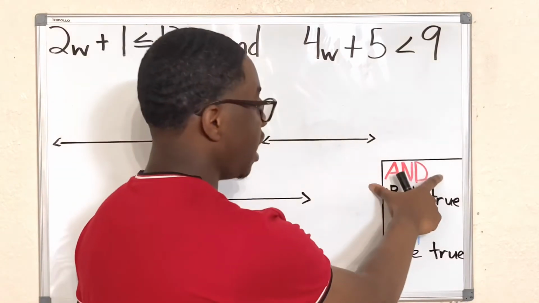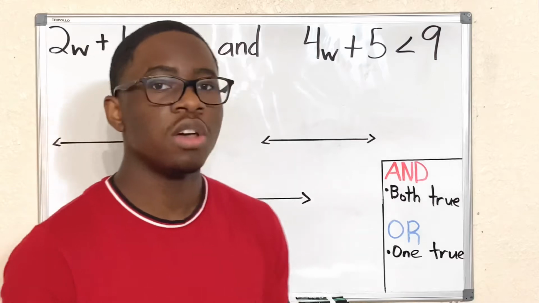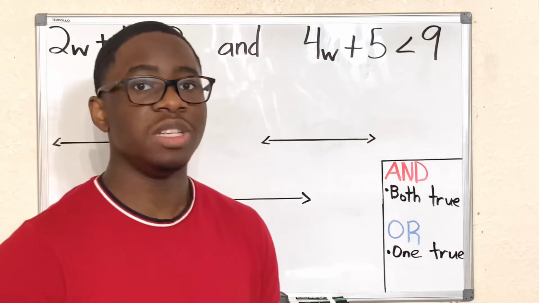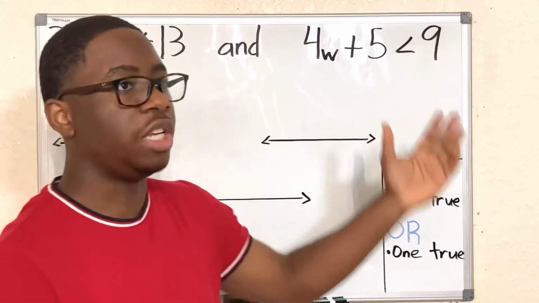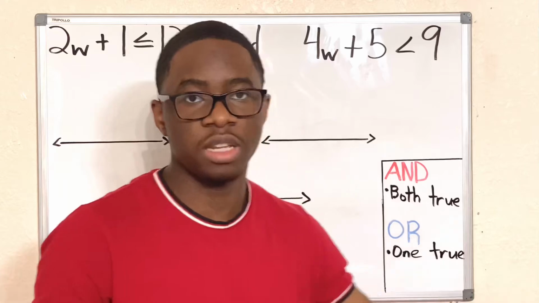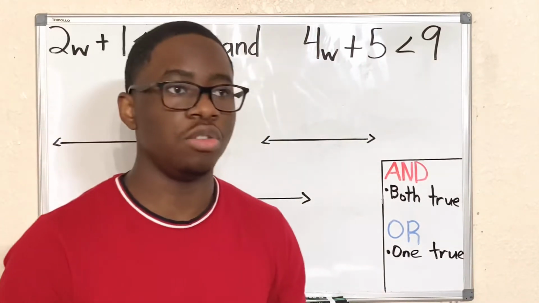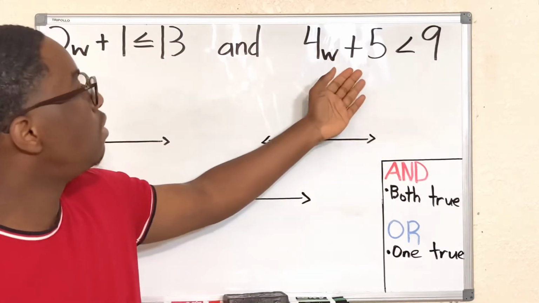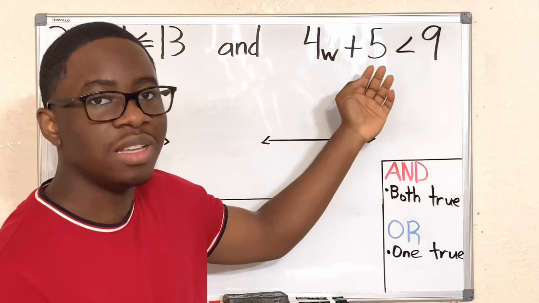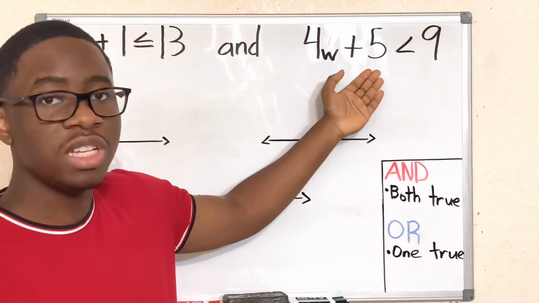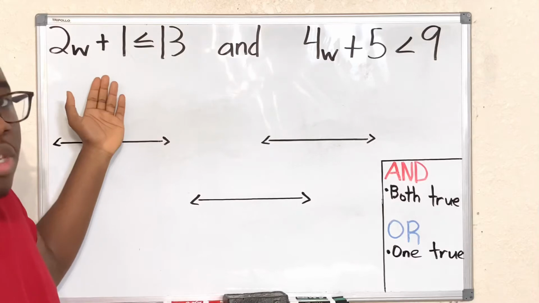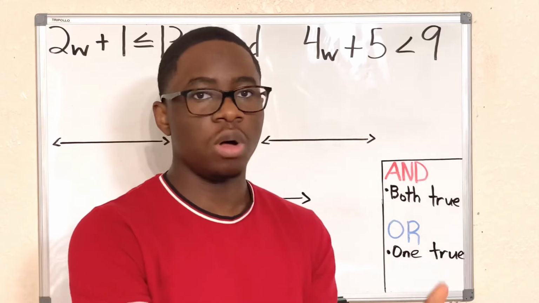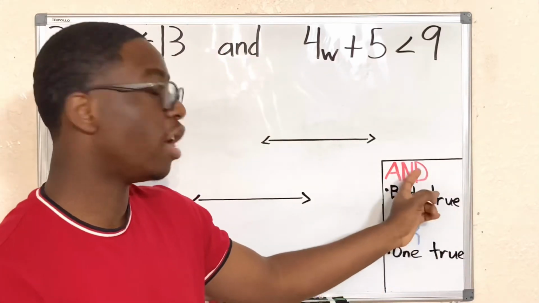If you have an and question, that means you want to look for all values that satisfy both inequalities. So that means, let's say one inequality allows for all values greater than 10. And this inequality allows for all values greater than 20. So now, even though maybe values like 11 and 15, for instance, qualify for this inequality, they don't qualify for this one. So we have to make sure that the values we get satisfy both inequalities. That's why I put both have to be true for and questions.